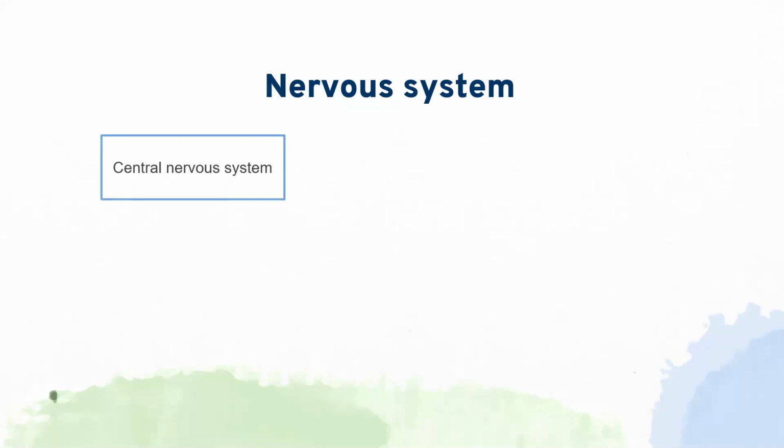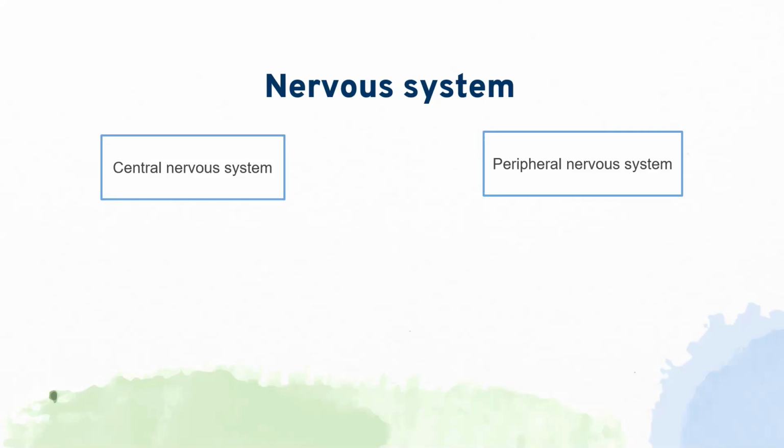So the nervous system can be divided into two major subdivisions. One is the central nervous system, and the second is the peripheral nervous system. The central nervous system is like the control center, where all the sensory information is integrated in order to generate motor output. And the peripheral nervous system is the method of communication between the central nervous system and the environment.